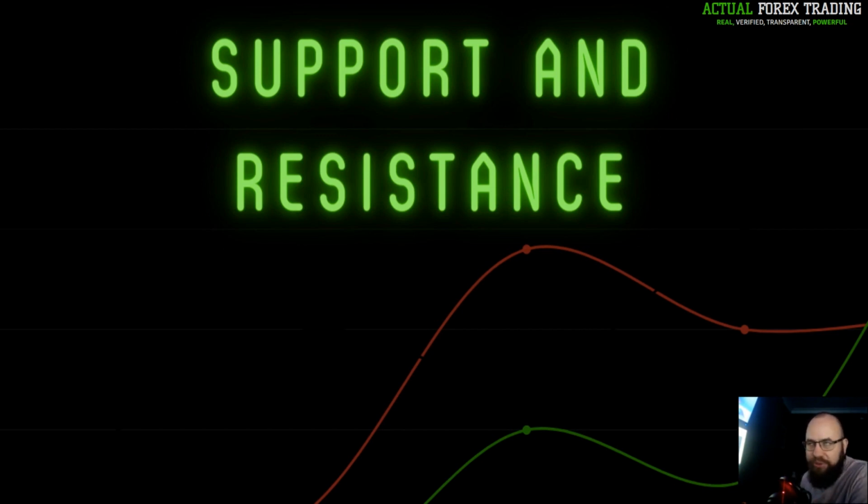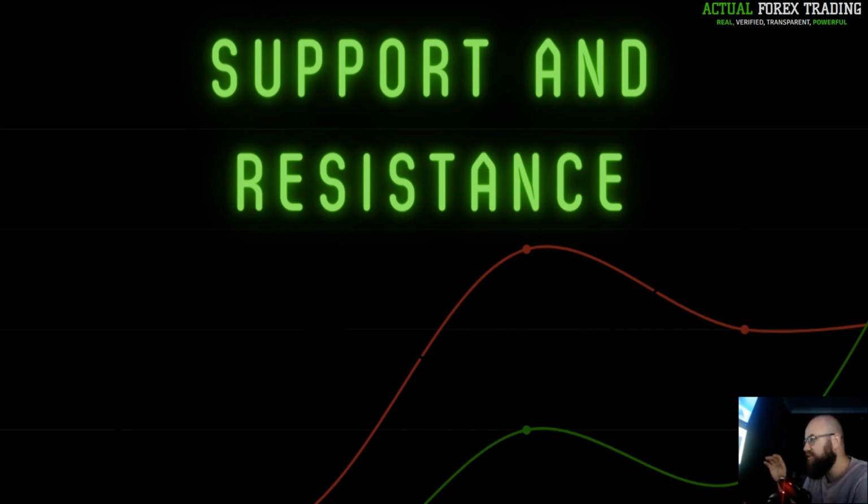What is support and resistance? Support and resistance are areas within a market where price is likely to reverse or have some sort of reaction. Support is always below price, so if price comes down and hits a support area, it could then reverse and go up. Resistance is always above the current price. If price comes up and hits a resistance area, it could reverse and come down.